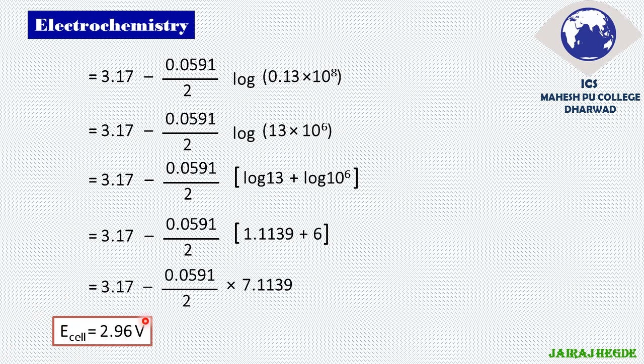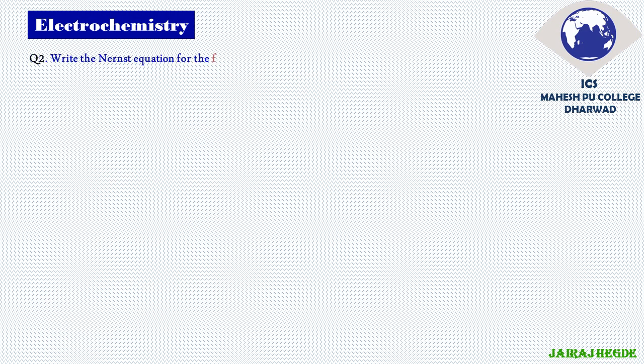E cell is equal to 2.96 volt. E cell is 2.96 volt. Let's have the second problem.